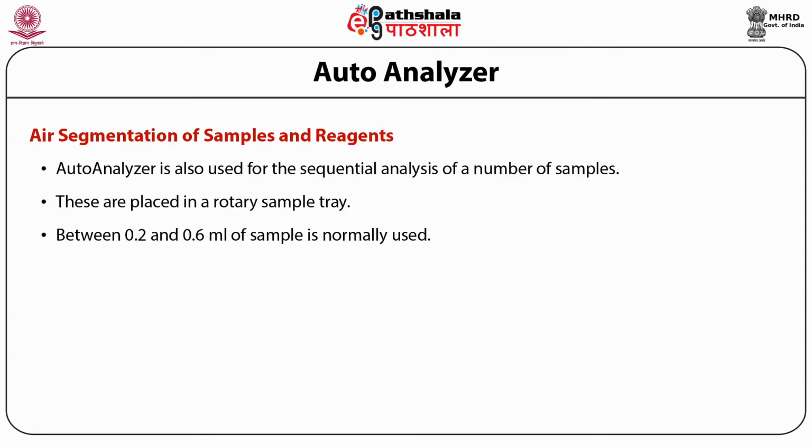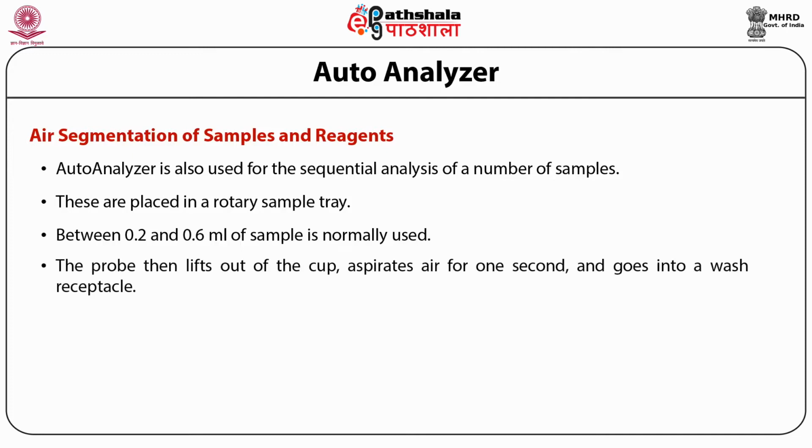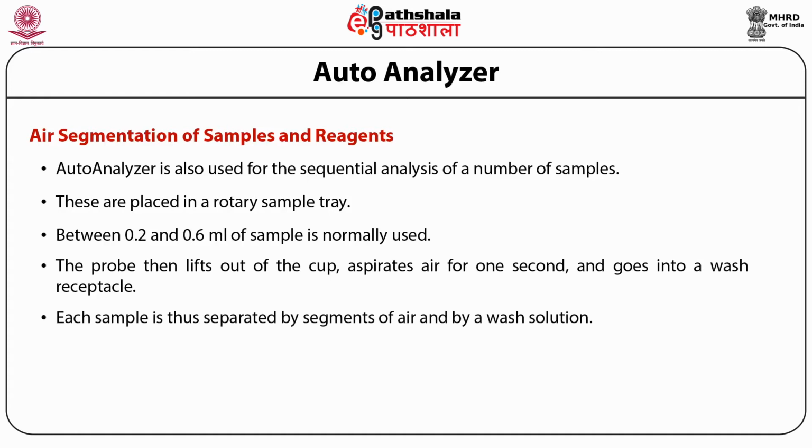20, 40 or 60 samples per hour may be taken. The probe then lifts out of the cup, aspirates air for one second and goes into a wash receptacle. After that, it lifts out of the wash solution, aspirates air again, and then moves into the next sample cup. Each sample is thus separated by a segment of air and by a wash solution.